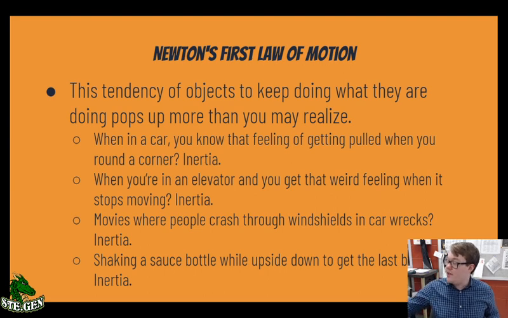Shaking a sauce bottle, like if you had a bottle of ketchup and you hold it upside down and you shake it, I'm glad this thing has a sturdy lid. I didn't check to make sure it was screwed on completely.